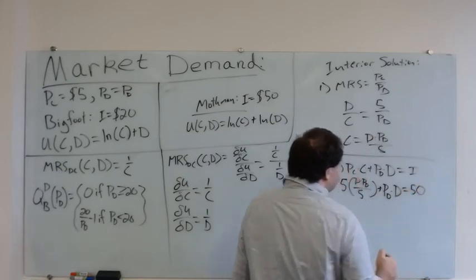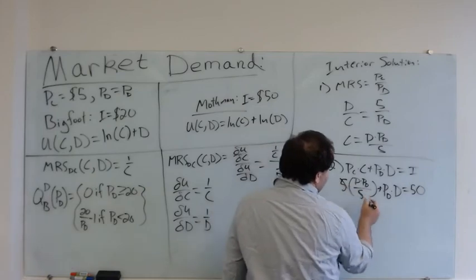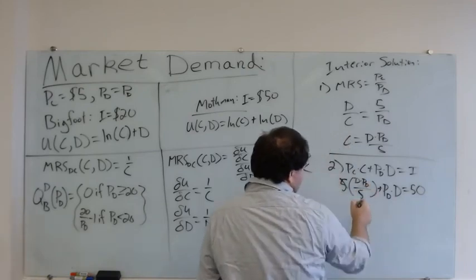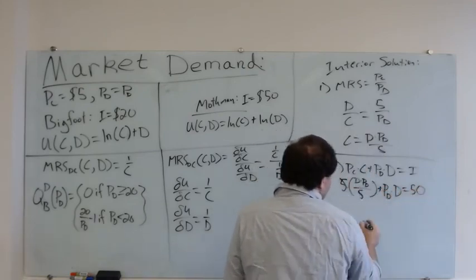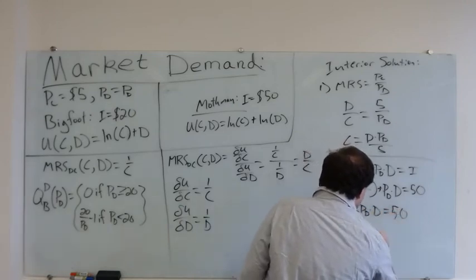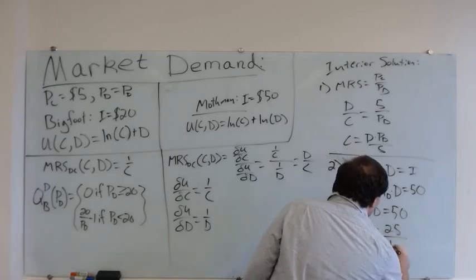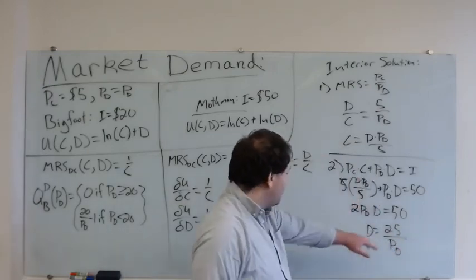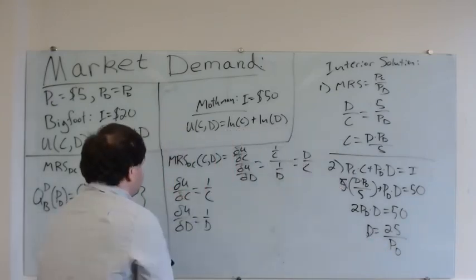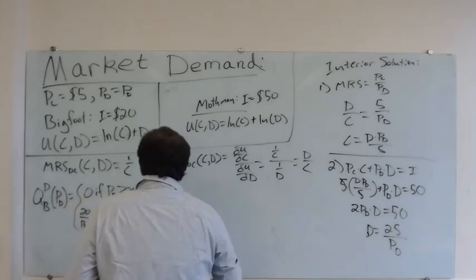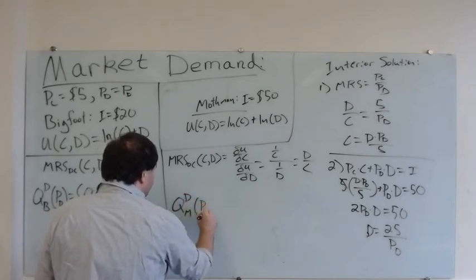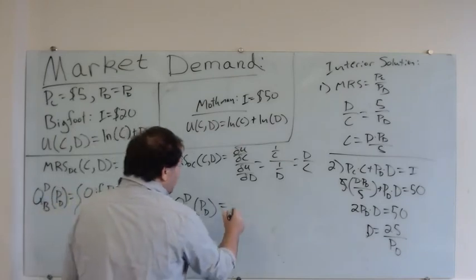Obviously the 5's cancel here. So we're just going to have D times PD plus D times PD equals 50. In other words, 2 times PD times D equals 50. D is going to equal 25 over PD. This is going to be our solution. So as a result, when we're writing our demand curve for Mothman, we'll just say QD of M as a function of PD is just going to equal 25 over PD.